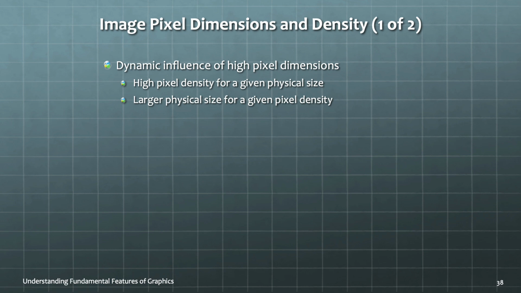Higher pixel dimensions also means a larger physical size if the pixel density is held constant. The logic is that a higher number of pixels at the same density per inch is going to increase the physical size.